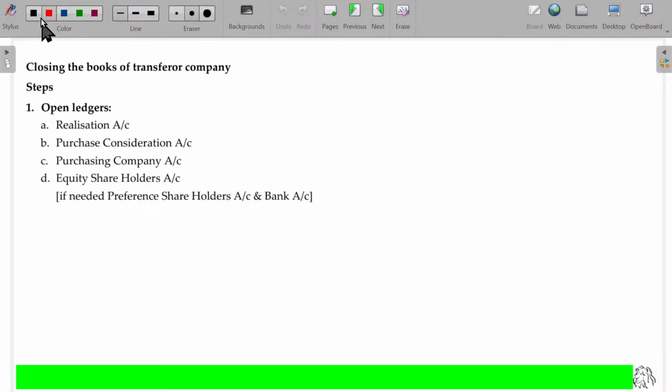In step number 2, we open the ledgers. What do we do? Close the books of accounts. Which accounts? The transferor company's accounts. So for that, first, open the ledgers. What are the predominant ledgers we usually open? Realization account, purchase consideration account, purchasing company account, and equity shareholders of the selling company. If needed, you can of course open the preferred shareholders account also, and sometimes you need to open the bank account also. In the last illustration, we have seen opening the cash account being required.